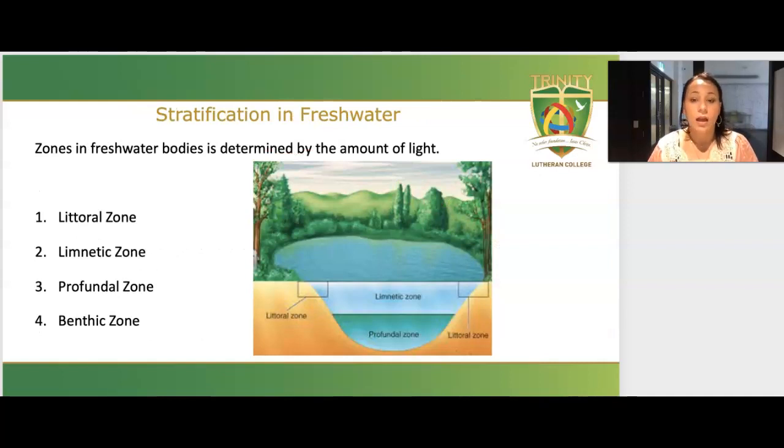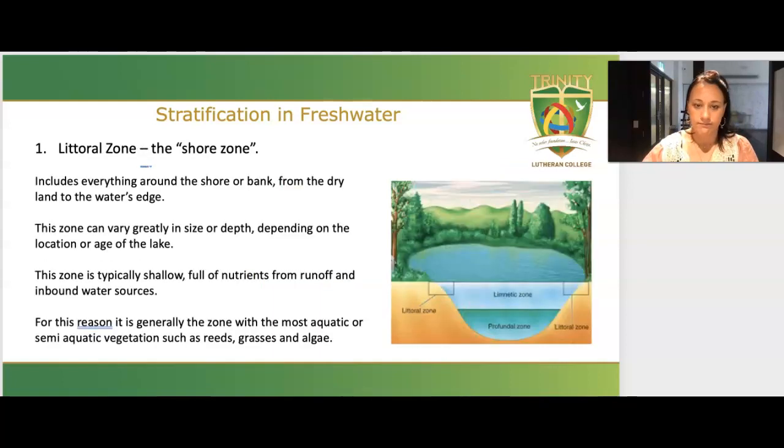We have multiple methods, but this is one method of stratifying freshwater environments. And we do that by determining the amount of light, and we use the amount of light as our indicator of where the different zones begin and end. The first one is the littoral zone. There's the limnetic zone, the profundal, and the benthic zone.